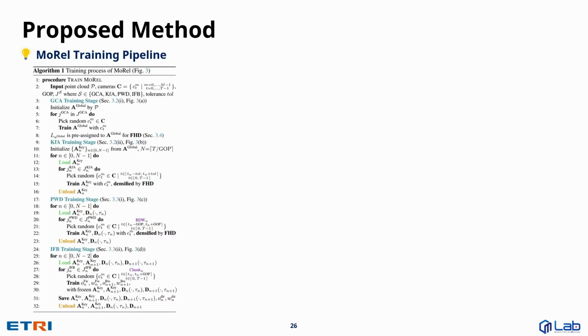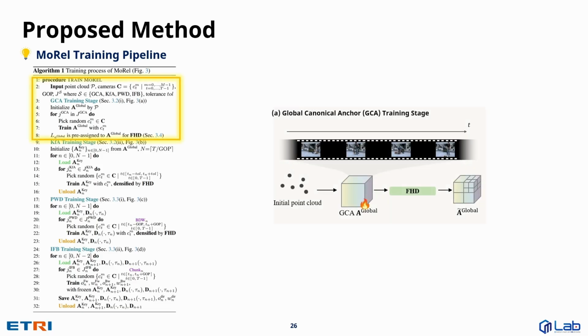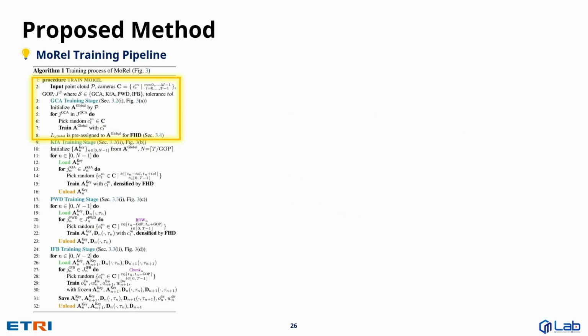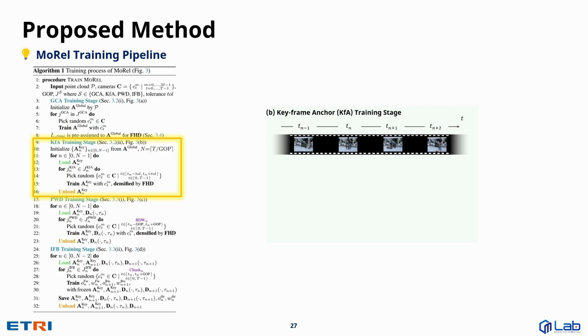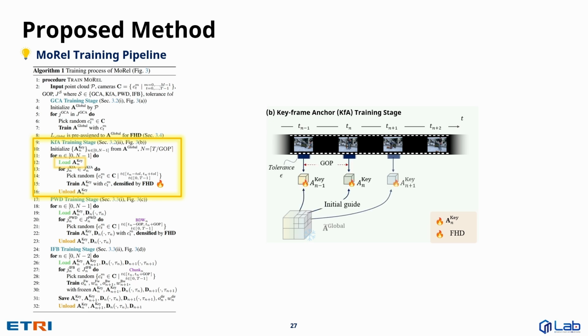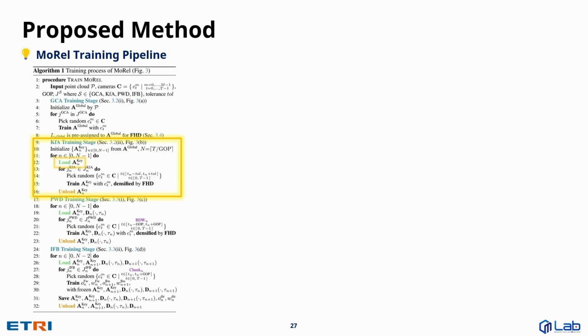To make this pipeline more concrete, let me now walk through the algorithm and figure stage by stage. We start from the GCA stage. Here we train a global canonical anchor from the initial point cloud and the entire sequence. At this stage, the goal is to build a globally consistent base representation before the anchor-wise loading pipeline begins. Next, in the KFA stage, we sequentially load each keyframe anchor initialized from the global anchor. After training the current keyframe anchor with FHD, we immediately unload it. In this way, we keep only the currently required anchor in memory.